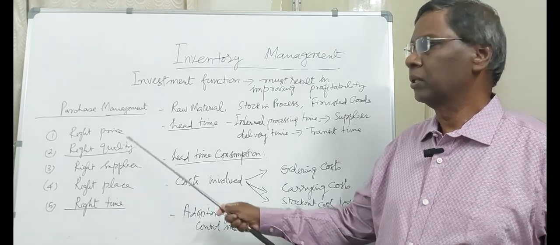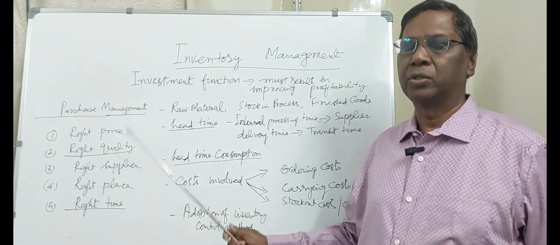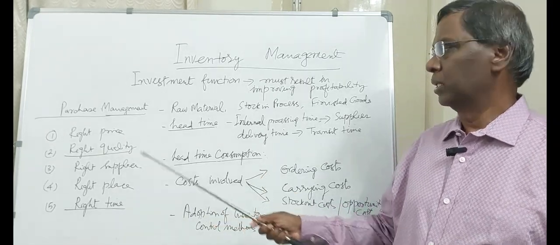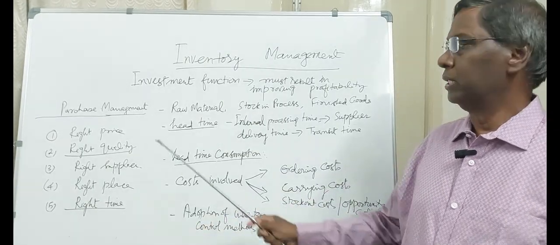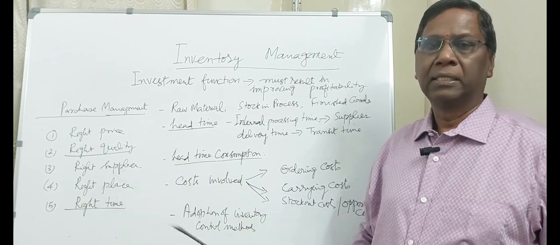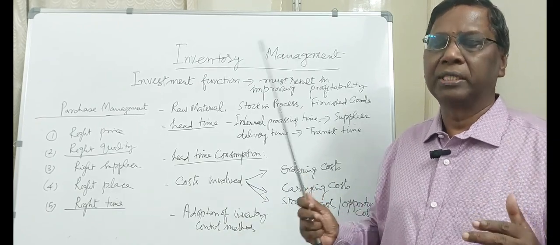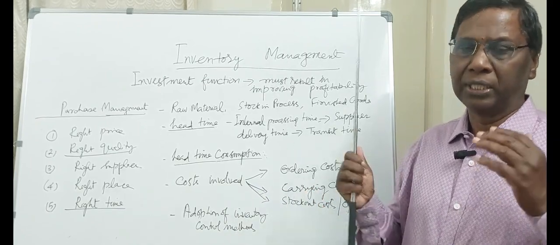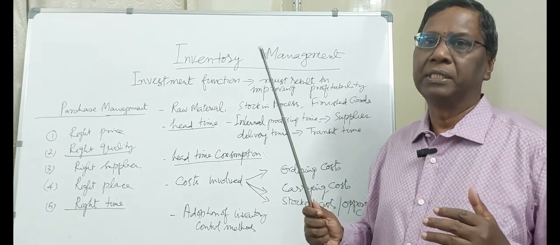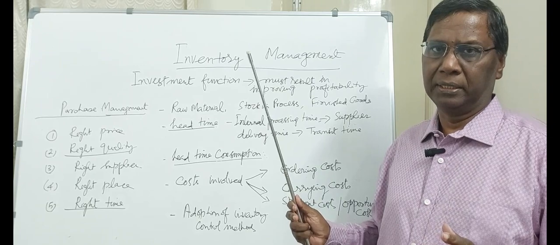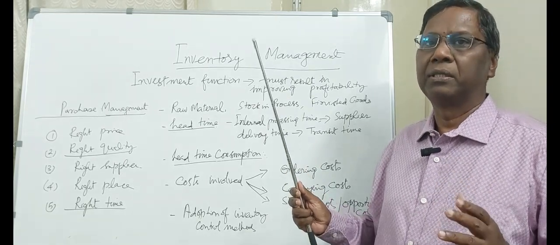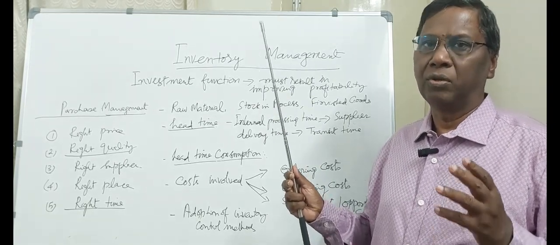And you can say right quantity also you can add, because you have to order the correct quantity. You can add six also, right quantity. So these are the five or six items. While purchasing, you should understand this. And you should select a seller whose lead time is smaller compared to other suppliers. You can't afford to have a supplier whose lead time is longest.